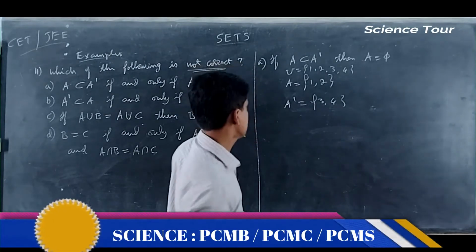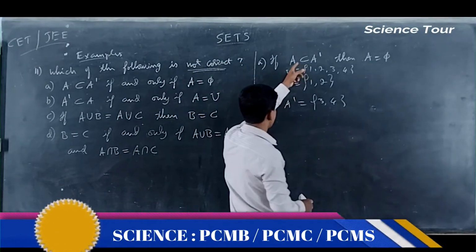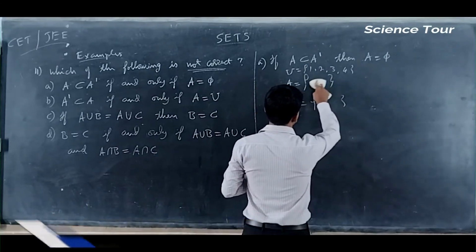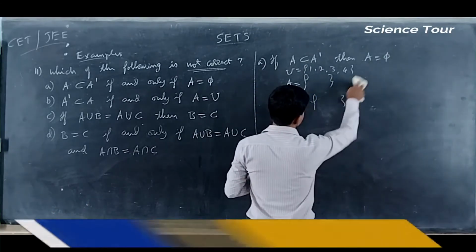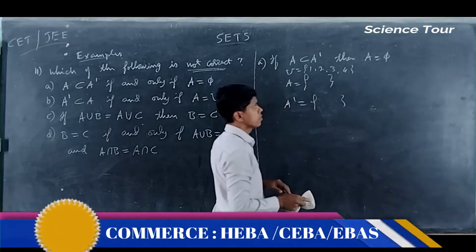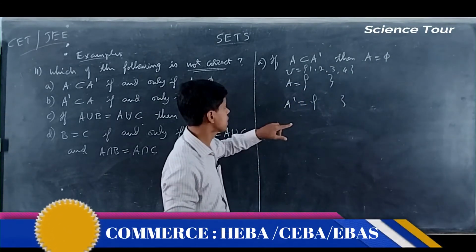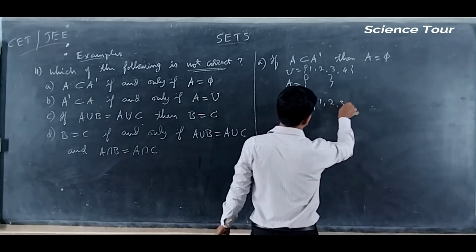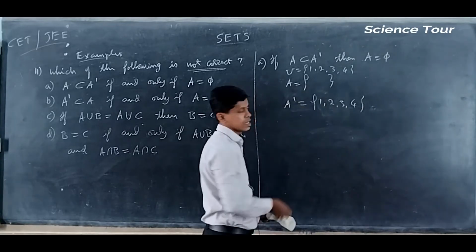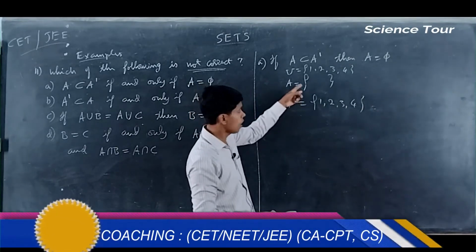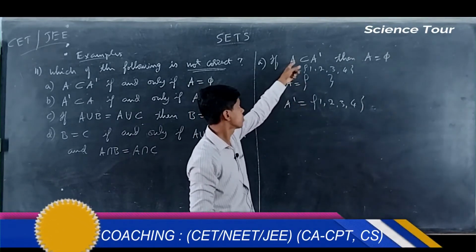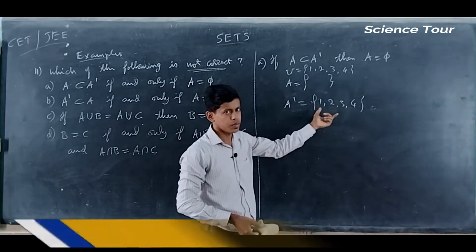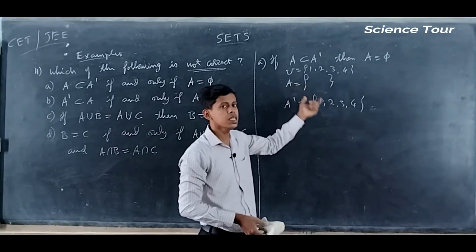When will this happen? If A is a subset of A dash, when will that be? Only if A is the null set. So if A is a null set, then what is A dash? A dash will be {1, 2, 3, 4} if A is a null set. Now do you say A is a subset of A dash? Yes, because every null set is a subset.